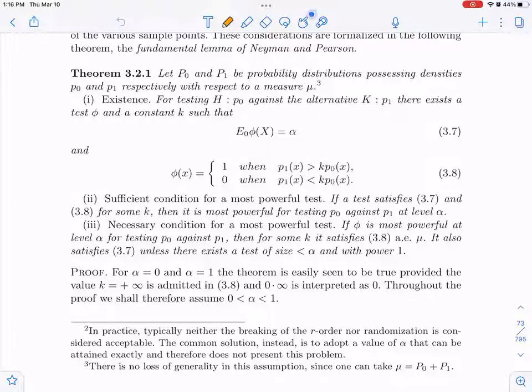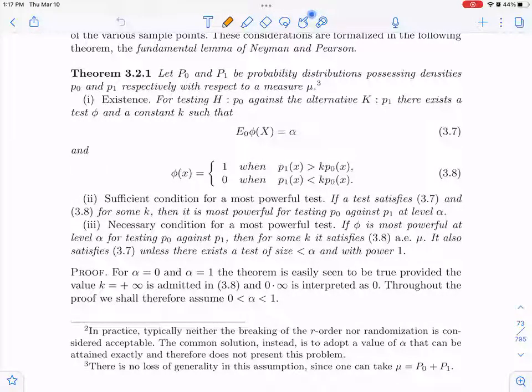There exists a test for testing. This is about testing a simple hypothesis, as you remember. So testing the null P0 against the alternative, which they call K, so there's no H0 and H1. It's like H and K, and there exists a test phi and a constant K such that a test of this form satisfies that size condition. Okay, this is what we have seen.